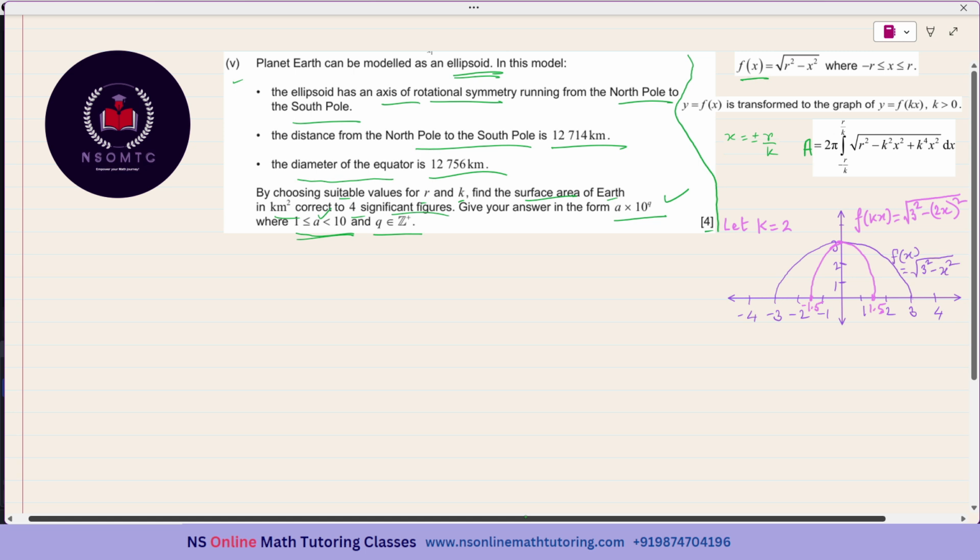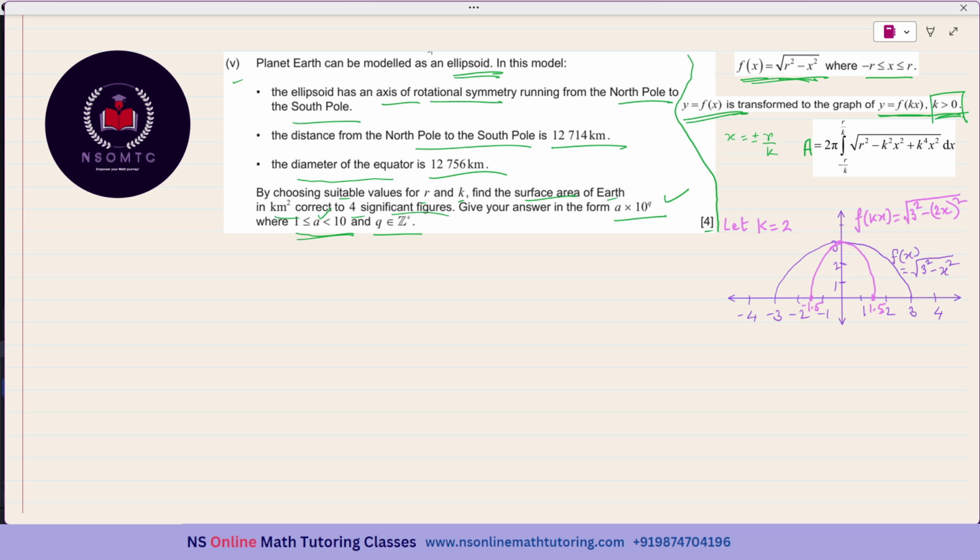F of x was equal to square root of r square minus x square. This was the expression or the equation of the semicircle where x was greater than or equal to negative r, but was less than or equal to positive r. Then y equal to f of x is transformed to the graph of y equals f of kx, where k is greater than 0. This is important. Every part is important, of course. K is greater than 0.